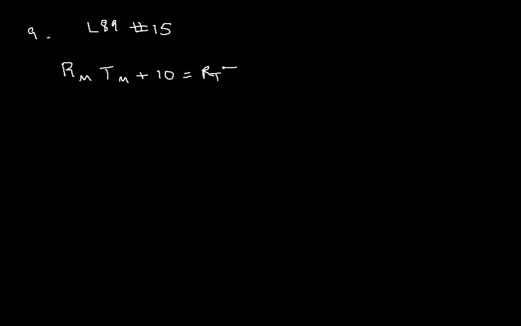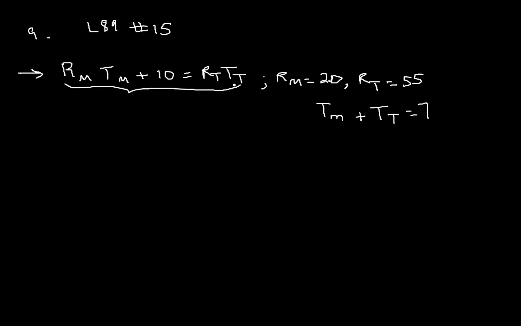All right, time t, rate m equals 20, rate t equals 55, tm plus tt equals 7, find tm and tt. There are no distance problems on the test. I call this the mother equation because you want to put it in here. Everything you just want to substitute in. So these are just like your distance problems, except they're already done for you.